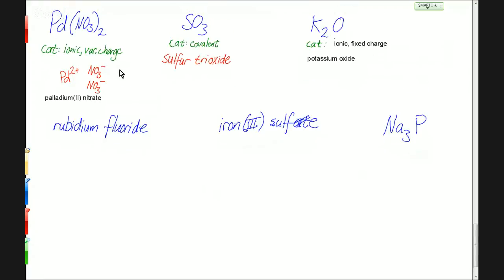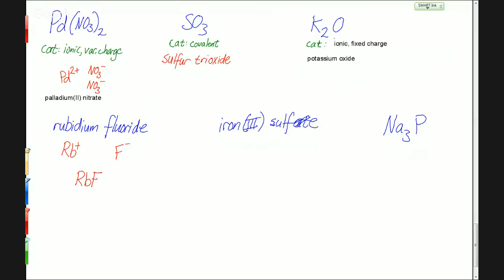Okay, let's make some formulas from names. Rubidium fluoride. Now when we're making the formula from the name, we don't need to know what category it is. This is what we did on Tuesday before we knew anything about categories. We just need to make sure that we stick the things together properly in the right amounts. So in this case, we have rubidium, which is Rb+1 from group 1A, and fluoride, which is F-1 from group 7A. Plus 1, minus 1, we don't need to adjust the numbers at all. So the formula is going to be RbF. That one? Good.